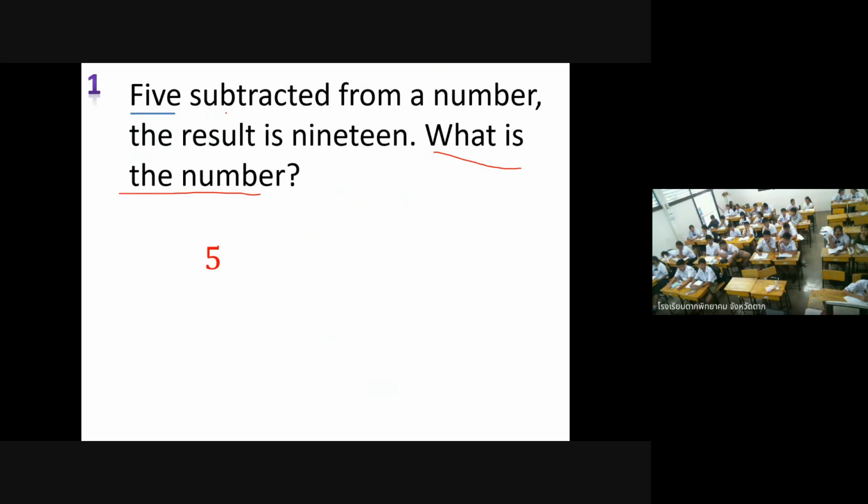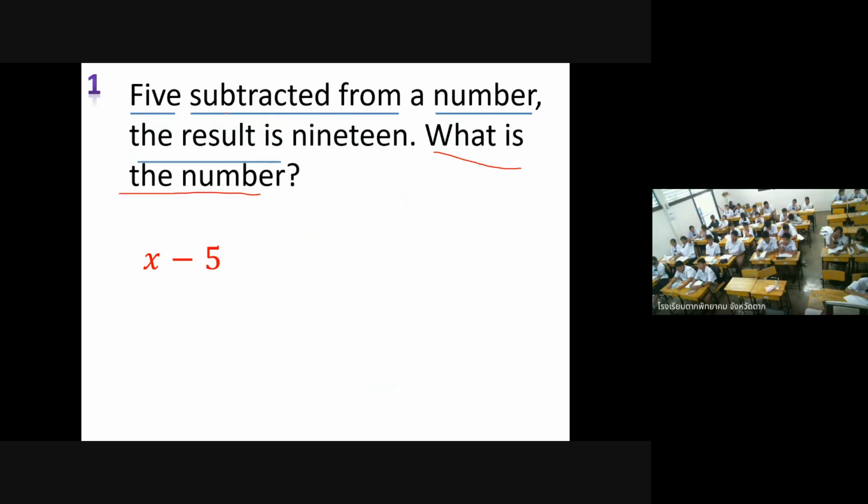Subtracted from. But again, subtracted from is the same as less than. You're going to subtract it onto the other side. A number is the letter x. So 5 subtracted from a number is x minus 5.